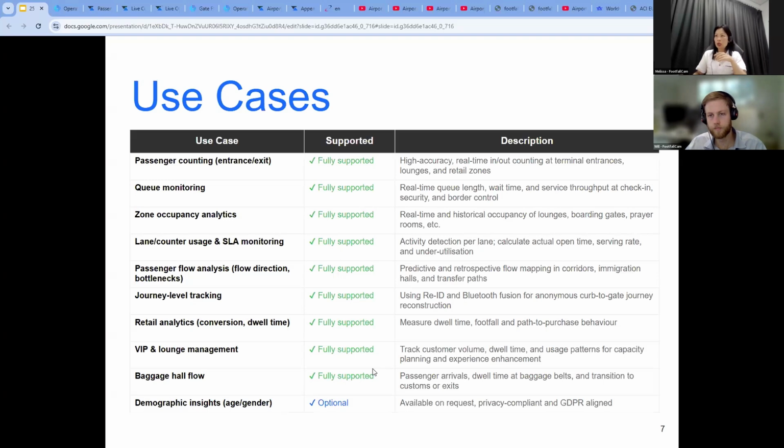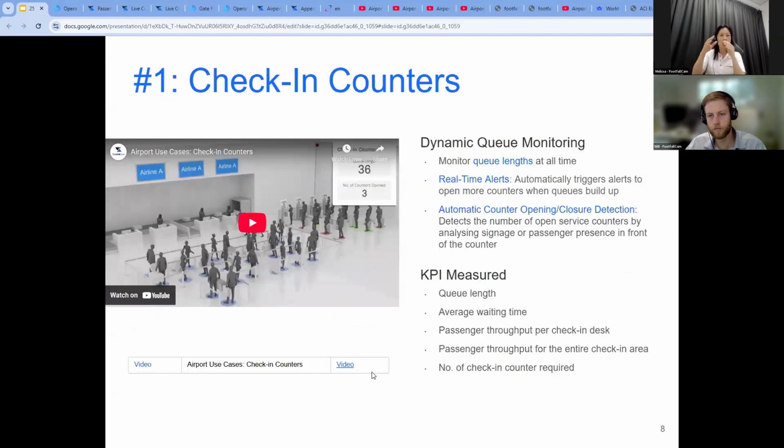Now we're going to just look at what we could do at each different touch point. So one of the most critical zones in an airport is the check-in area, where long queues can quickly result in frustration, missed flights, and operational bottlenecks. Our system provides dynamic queue monitoring capabilities purpose-built for the check-in environment. So here's how it works.